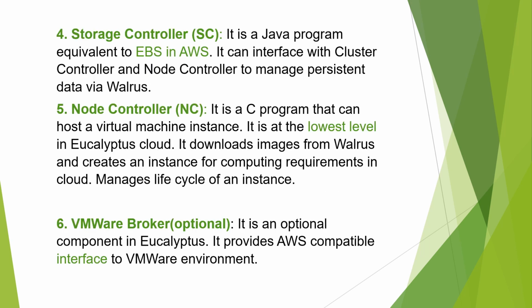So now moving further to the fourth component of the architecture, that is the storage controller SC. I already told you that Walrus is also used for storage purposes, but Walrus is a small part of this storage controller. This is like the EBS in AWS, that is the Amazon Elastic Block Store, which provides the raw block storage. It allows the creation of snapshots, like it's a huge system where we can extract any kind of snapshots, checkpoints के लिए. And it also manages the persistent data between the cluster controller and the node controller Walrus के through.